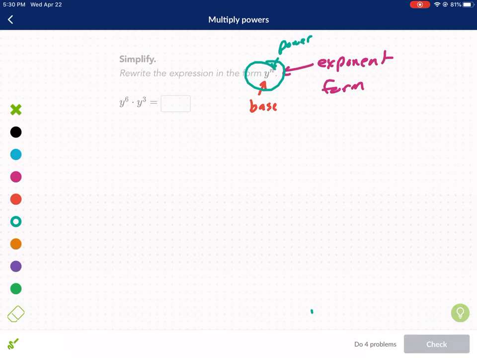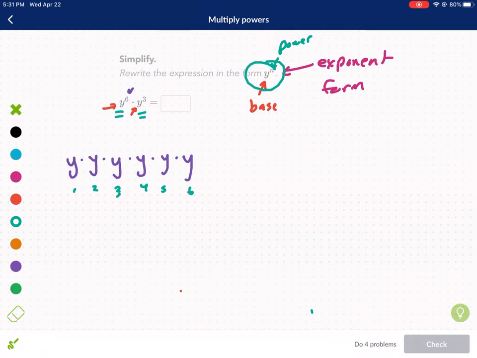Now, we're more curious about this. So let's rewrite this in expanded form. That means we're going to show the multiplication. So here we have y. Both of these, the bases are y, so we're multiplying y. And this first one, we're multiplying y times itself 6 times. So let's go ahead and show that. Y times y times y times y times y times y. That's 6 times. 1, 2, 3, 4, 5, 6.